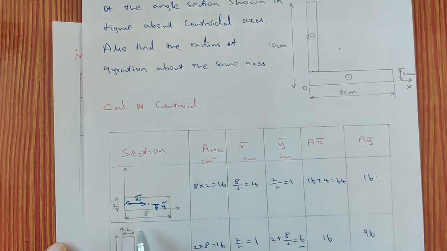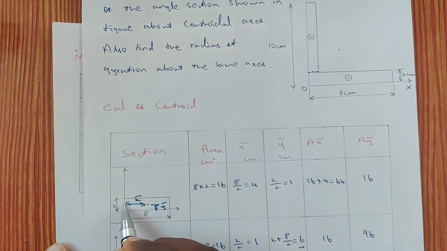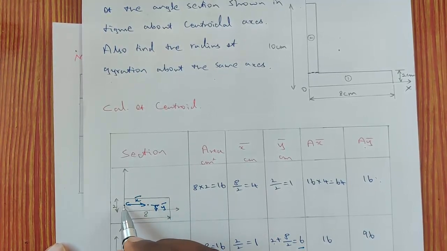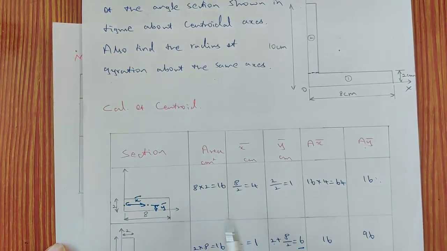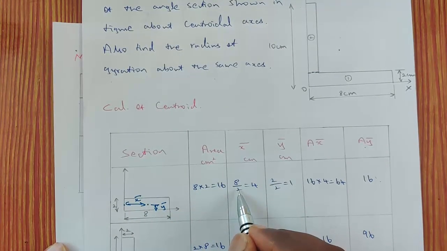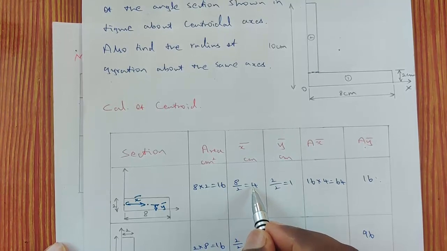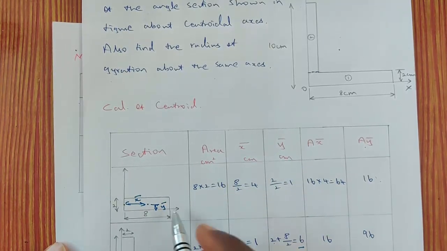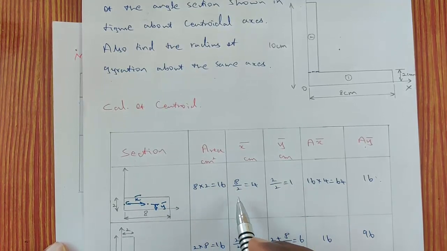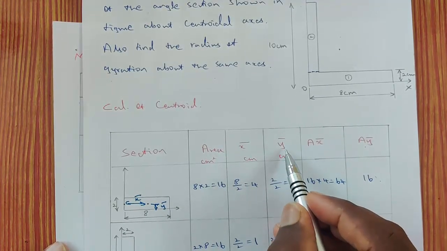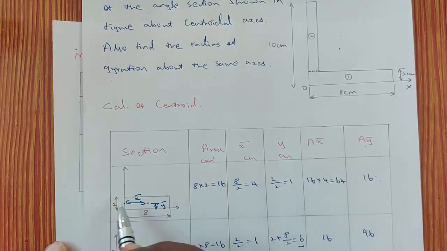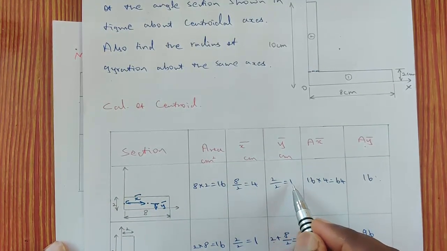X bar is the distance between the y-axis and the centroidal point. The overall length is 8 and by dividing the 8 by 2 it is equal to 4. That is the x bar value for the rectangle. So for a rectangle, the x bar and y bar value will be the total length divided by 2. Then y bar, the total height is 2. So by dividing the 2 by 2, it is equal to 1.